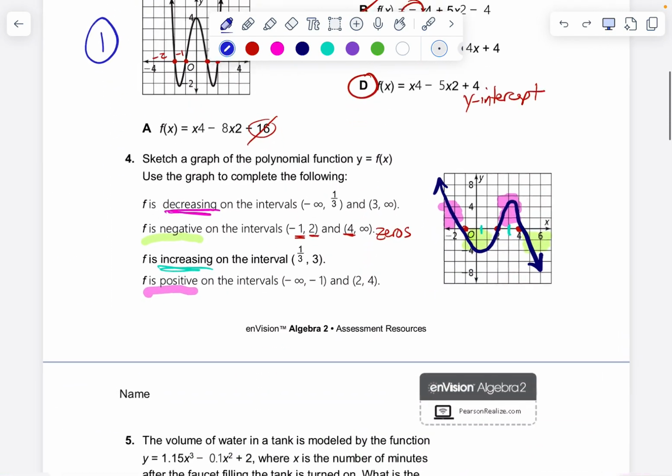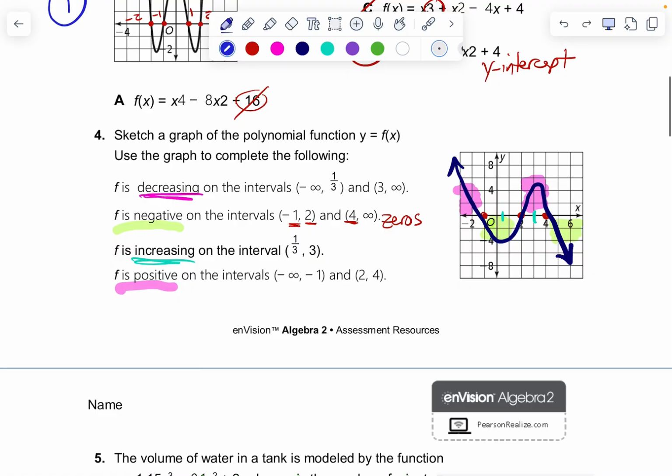All right, number 4. 2 on that one, 2 points. Here's what I'm looking for. The zeros need to be correct. And we find those zeros by figuring out or being told where it crosses from positive to negative and vice versa. So wherever it changes, that's a 0. That's where it crosses the x-axis and changes sign. So those need to be in the right place.